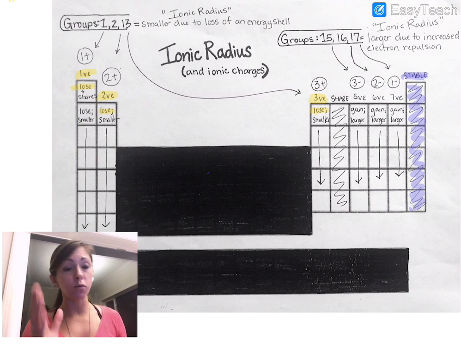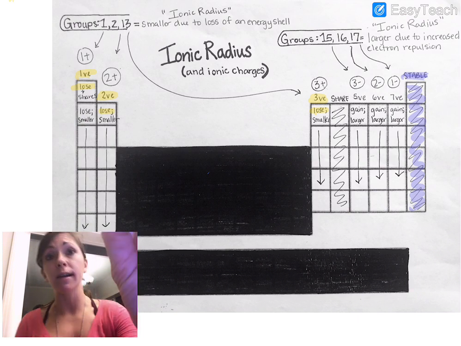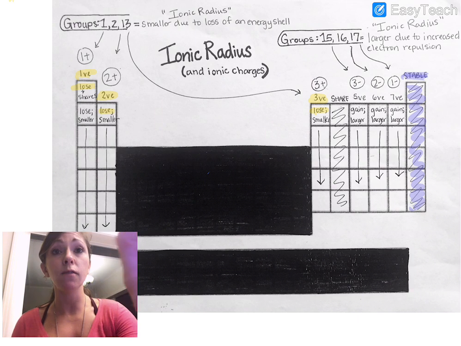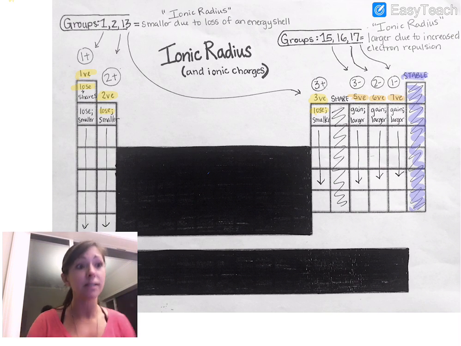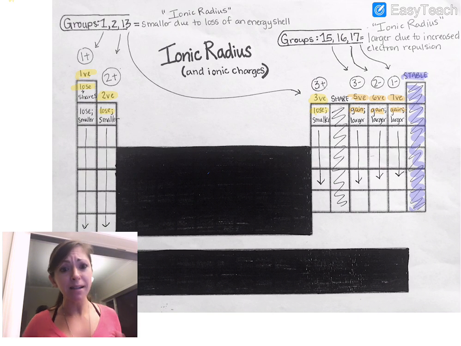So you've got groups 1, 2, and 13 that like to lose in order to become stable. And then you've got the elements of groups 15, 16, and 17 that have 5, 6, 7 valence electrons, and they gain in order to become stable, okay? Because if they've got 5, all they need is 3, 2, or 1 more, okay?